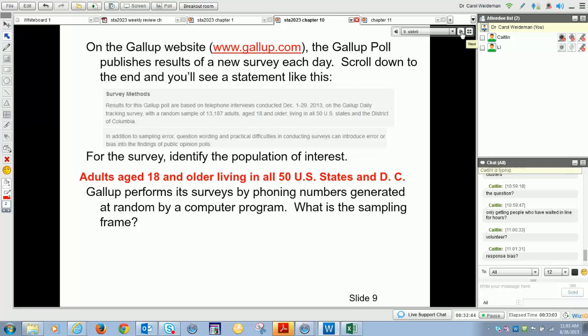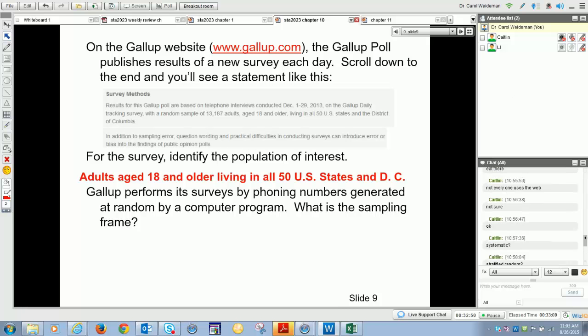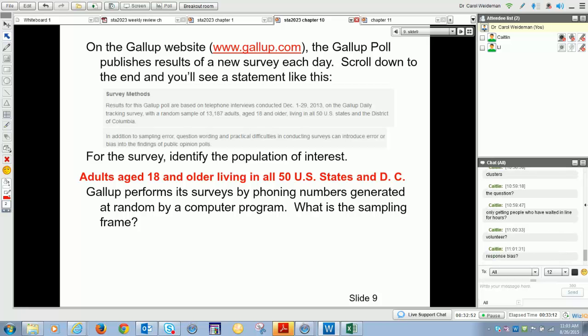Caitlin's got it, maybe. Let's see. What's the sampling frame? The thing from which we draw the sample. I didn't see anything come up, Caitlin, so I'm going to go ahead and put up just the telephone numbers. That's the sampling frame, because they don't know the names of the people when they call. They're doing it just on phone numbers.